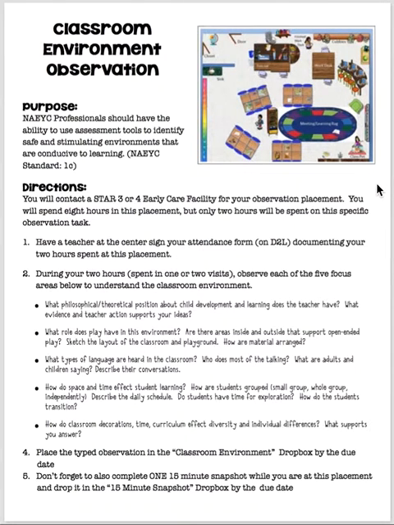Your next observation hours are going to be looking at the classroom environment in the facility that you're observing. You should be returning to the Star 3 or Star 4 early care facility that you've used for the past few placements, and you're going to be spending another 2 hours in this placement really evaluating the environment of the classroom. The reason why this is important for us as professionals is you need to be able to identify safe and stimulating environments that are conducive to learning.